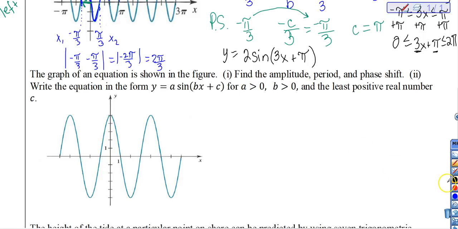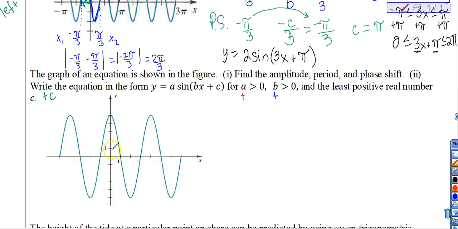For a is greater than 0, that means our a is positive. B is greater than 0, so that is positive. And then our c, the least positive real number c. Okay, so that's the same positive c, the same small shift left. So same conditions. And I'm going to work this from 2 angles just like I did the last one, and we'll go in the same order as we did last time.